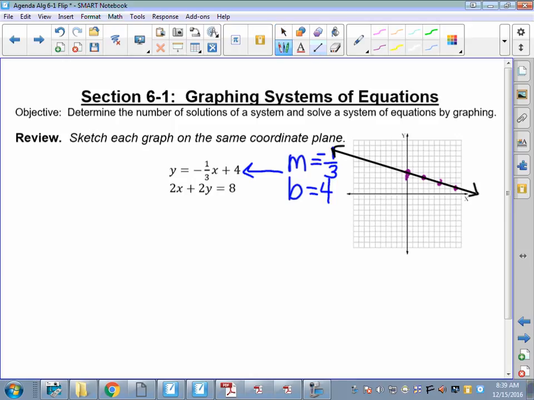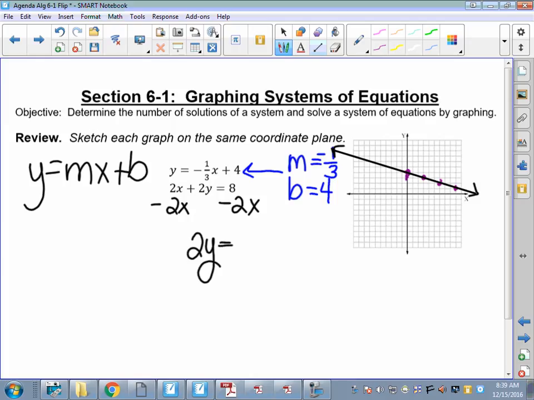The second equation, notice 2x plus 2y equals 8, that is not in mx plus b form. So remember, it's always easiest to graph when it's that way. So I'm going to subtract 2x from both sides, which means that I've got 2y equals, you could write it as 8 minus 2x or negative 2x plus 8, which is how I like to write it. Divide by 2 because I want to get my y by itself. So now we're going to graph the equation y equals negative 1x plus 4.